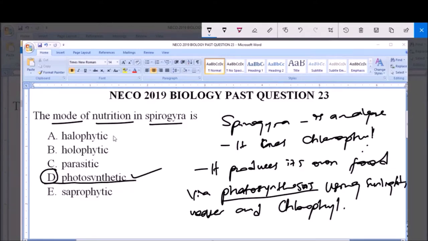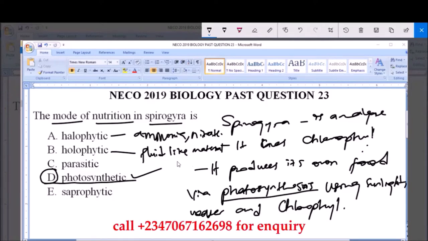Now, in the halophytic mode of nutrition, the organisms feed on carbonic acids, ammonia, and nitrates from substances. Then for holophytic, this is where the plant or organism feeds on fluid-like materials, while holozoic organisms feed on solid materials like in man. When the mode of nutrition involves fluid-like materials, it is said to be holophytic.